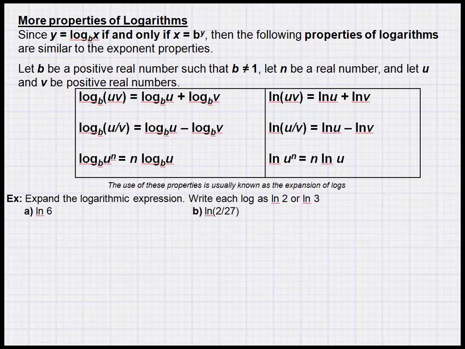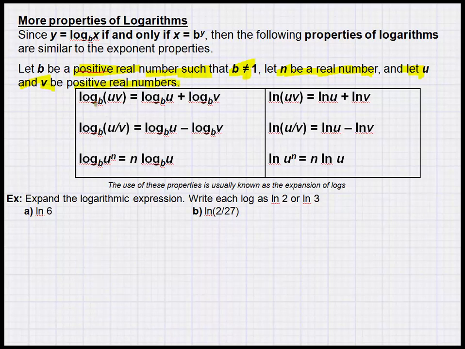All right, a couple more properties when it comes to logarithms. These properties are known as the expansion properties. These properties work with any base as long as the base fits the criteria for bases for logarithms. The base has to be a positive real number, not equal to 1. We're going to let n in these formulas be any real number, and u and v be positive real numbers so that our logs are defined.